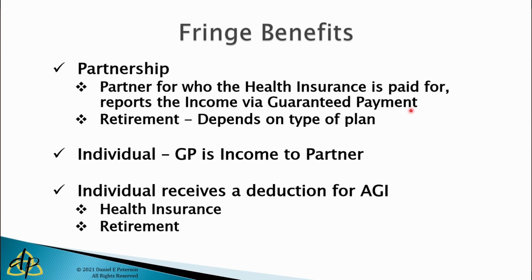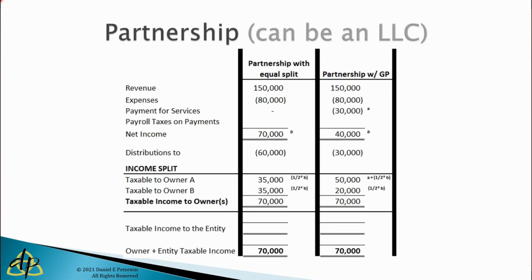individual tax return. So in our partnership example, where we have 50-50 working partners, $150,000 in revenue, $80,000 in expenses, net income of $70,000. The respective partners will report their half of the net income regardless of the distributions they may have taken out of the partnership.